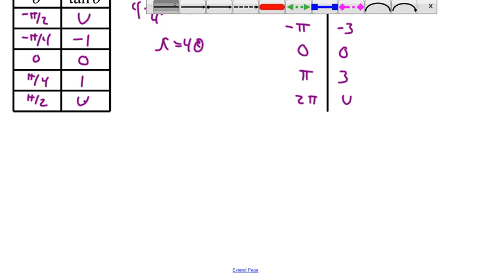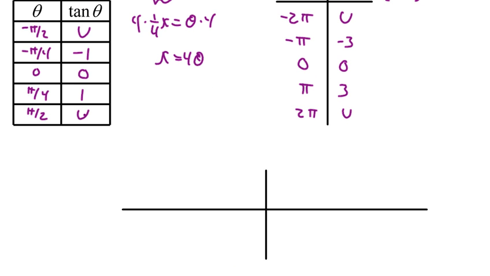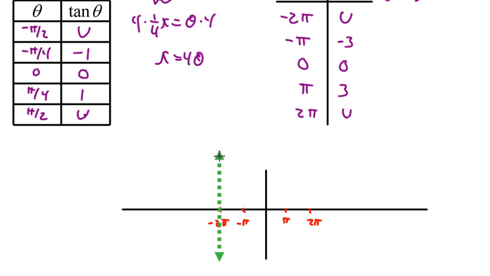Let me make a little table here. All right, so here are our points. We're going to start with negative 2 pi, negative pi, then 0, then pi, and then 2 pi. Let's start with our 2 vertical asymptotes at negative 2 pi and at 2 pi. So I'm going to put my vertical asymptotes right there.